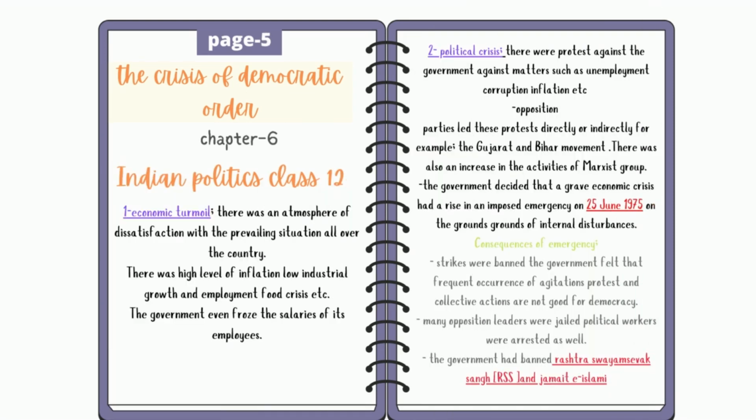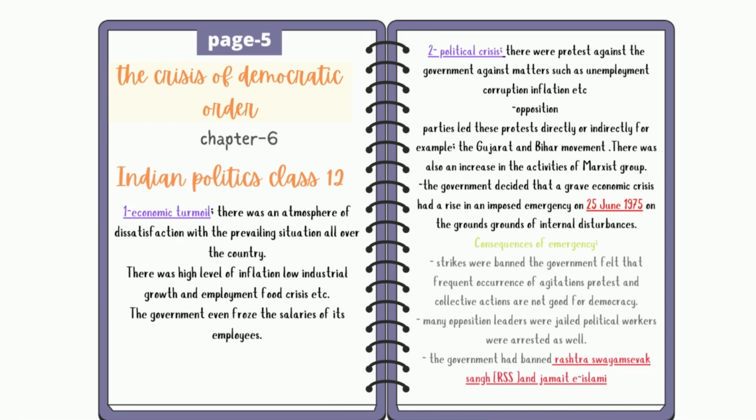Economic turmoil. There was an atmosphere of dissatisfaction with the prevailing situation all over the country. There was high level of inflation, low industrial growth, unemployment, food prices, etc. The government even froze the salaries of its employees. Political crisis. There were protests against the government against matters such as unemployment, corruption, inflation, etc. Opposition parties led these protests directly or indirectly. For example, the Gujarat and Bihar movement. There was also an increase in activities of Marxist group.